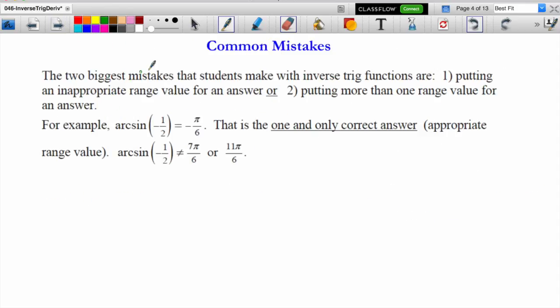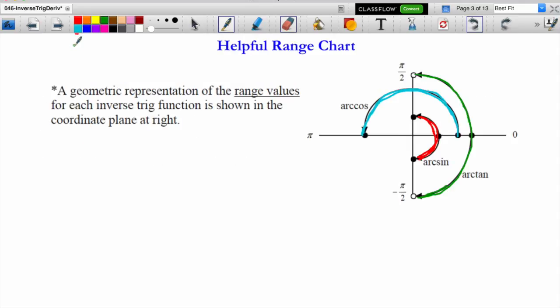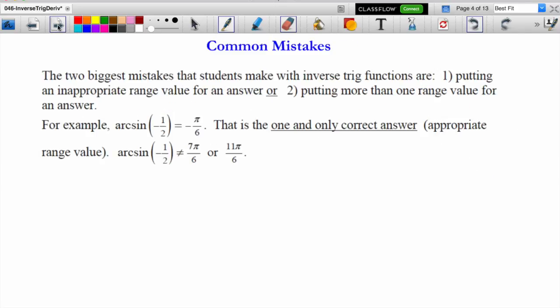The two biggest mistakes that students make with inverse trig functions are putting inappropriate range values for an answer, which this chart should help you stop, and putting more than one range value as an answer. So for example, arcsine of negative 1/2 is negative pi over 6. It just is. Whereas some students will write 7 pi over 6 or even 11 pi over 6.